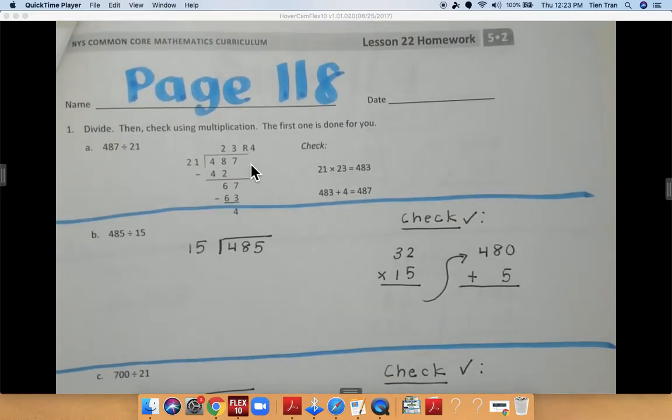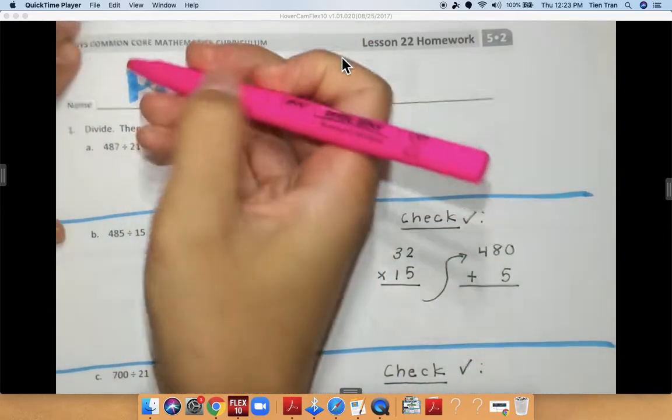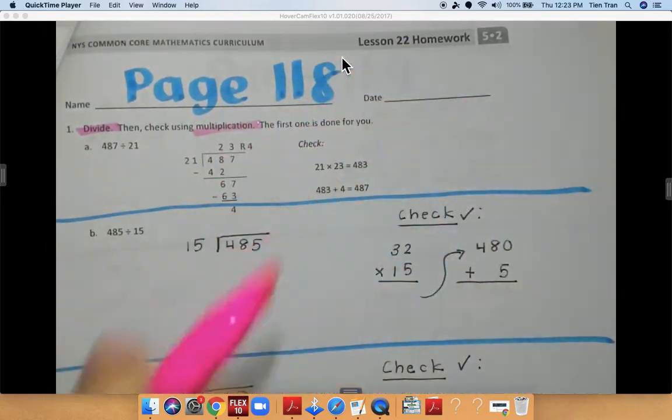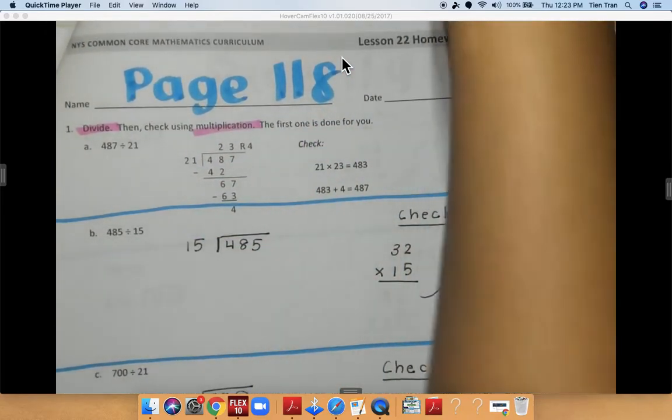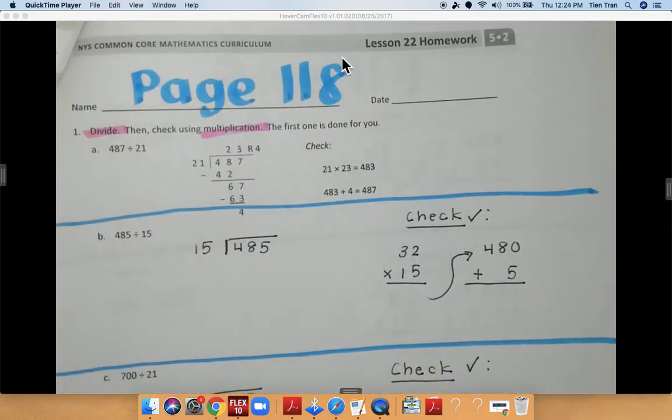We are on page 118, lesson 22. Make sure you guys are on the correct page, okay? So for number one, it asks you to divide and then check using multiplication. The first one is already done for you. So they give you an example. We're going to work on problem B.